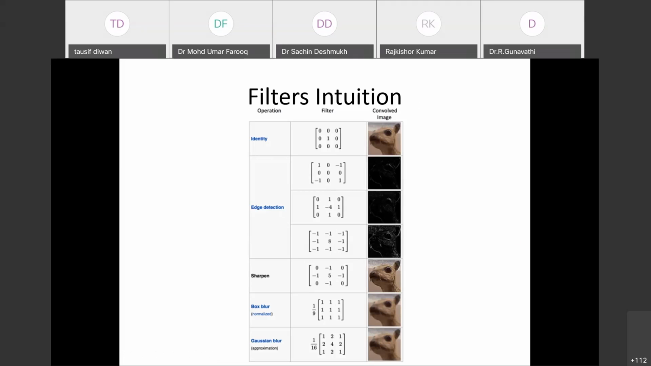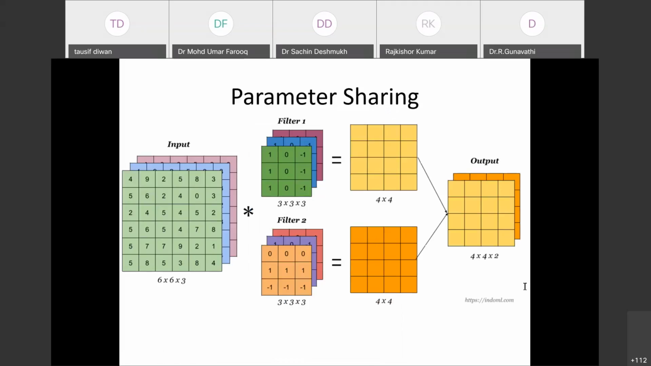Now in this example, most of the things will get clear. What is the input volume here? The volume is 6 cross 6 cross 3. Width is also 6, and what is the depth? Depth is 3. Depth is 3, it means which image? It is an RGB image. How many filters are we applying over here?